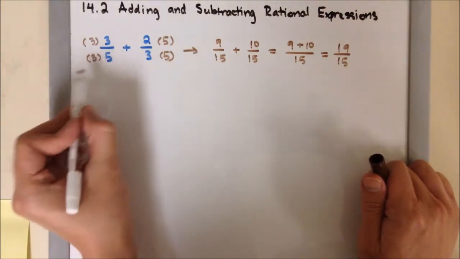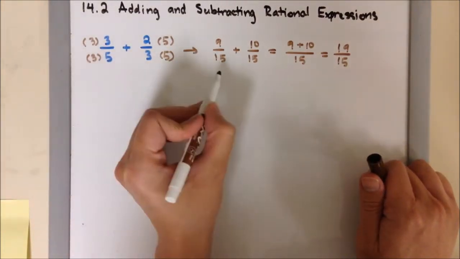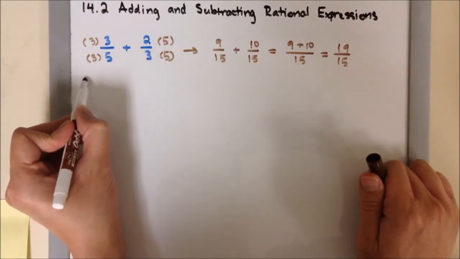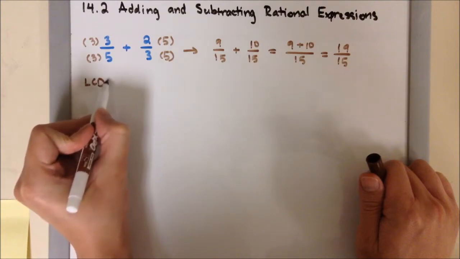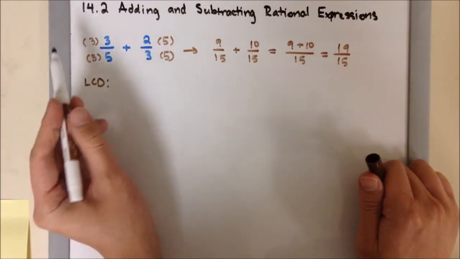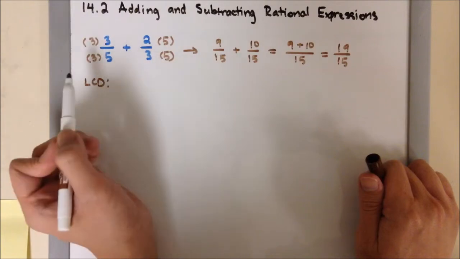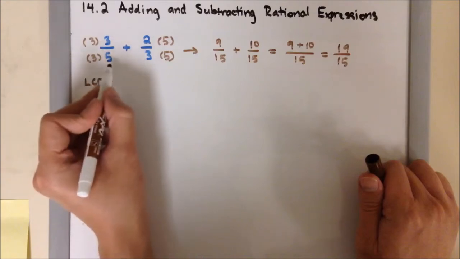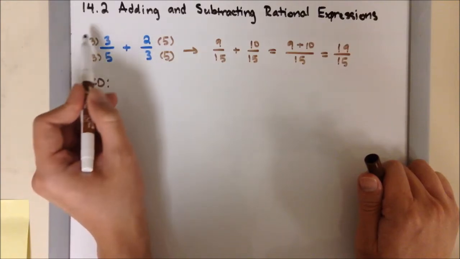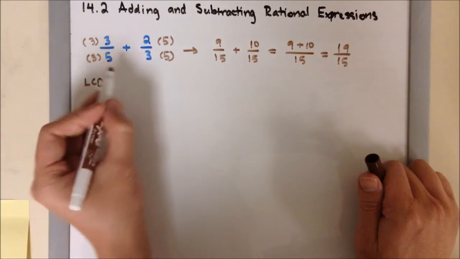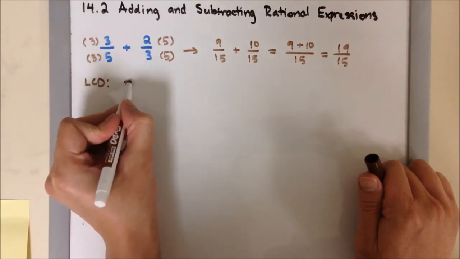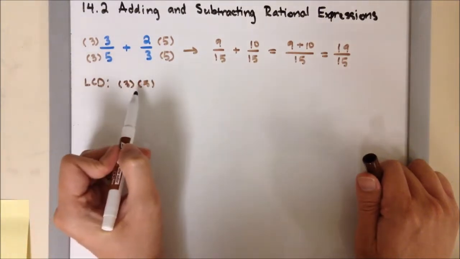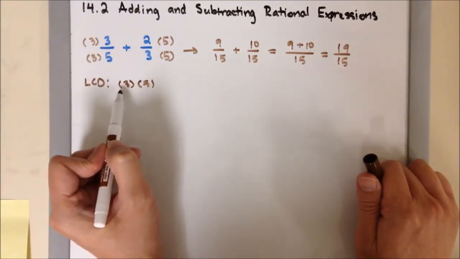But to review, our common denominator is 15. So when it comes to adding and subtracting rational expressions, we're going to look for our LCD, lowest common denominator. But when we're working with rational expressions, we're going to leave it in factor form. So if we were just working with purely numbers, then I would just write my LCD as 3 times 5. That's all I have to do. And then we're going to be looking at our LCD.